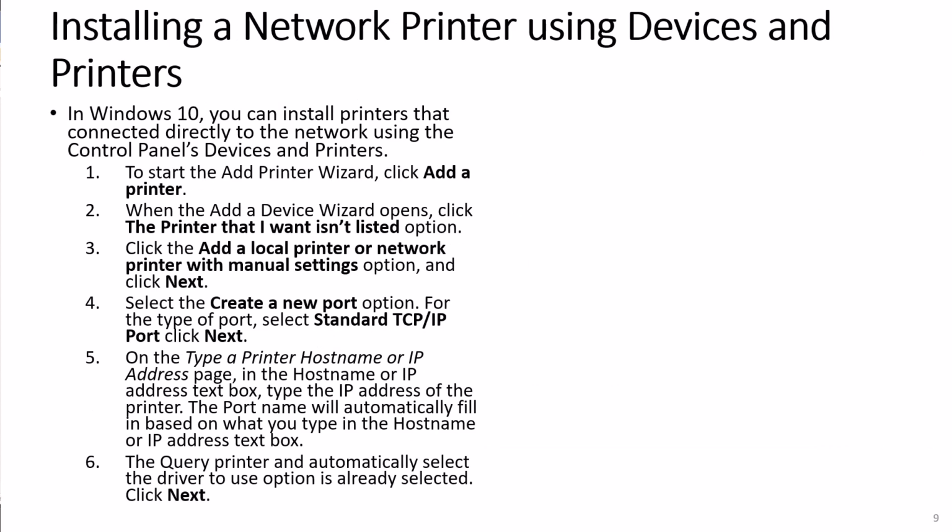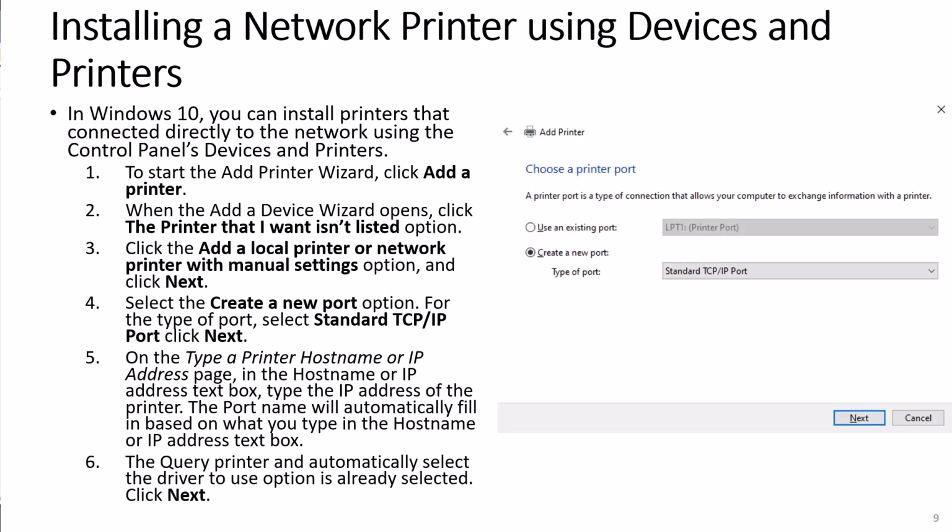In Windows 10, you can install printers that are connected directly to the network using the Control Panel's Devices and Printers. To start the Add Printer wizard, click Add a Printer. When the Add a Device wizard opens, click the The printer that I want isn't listed option. Click the Add a local printer or network printer with manual settings option and click Next. Select the Create a new port option. For the type of port, select Standard TCP/IP Port and click Next.